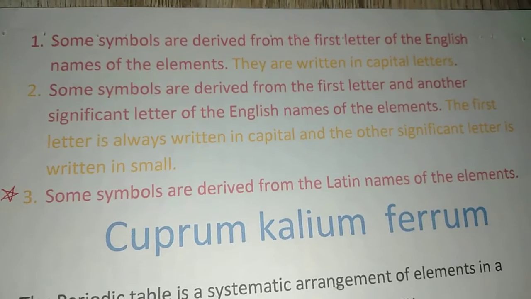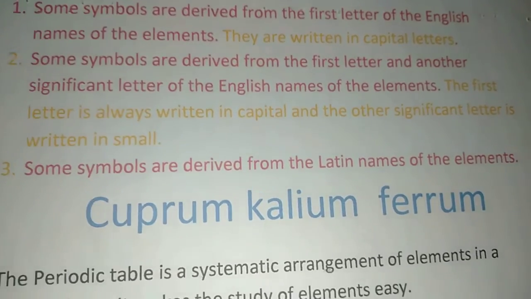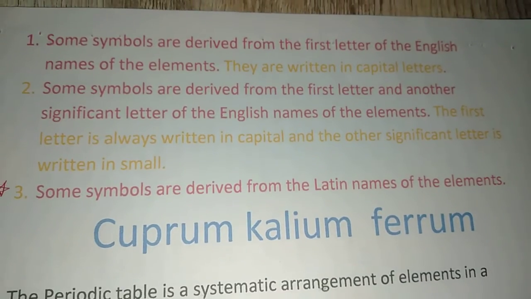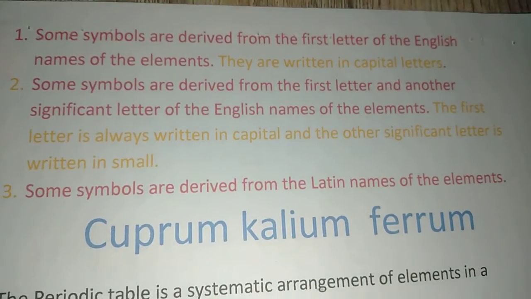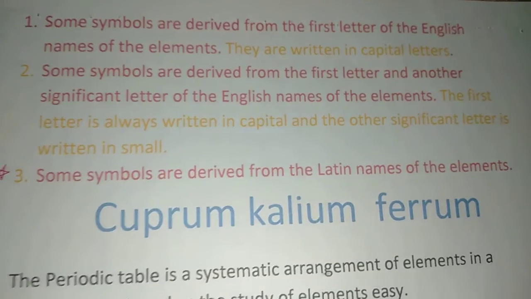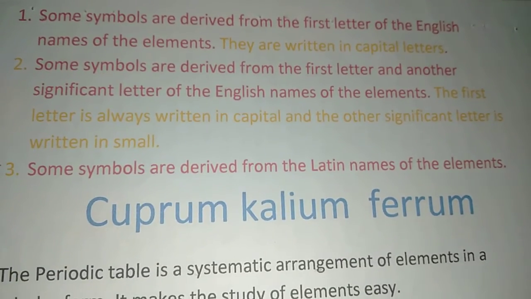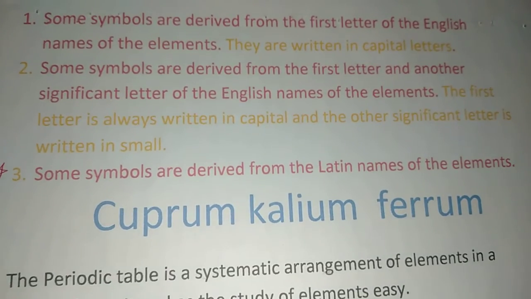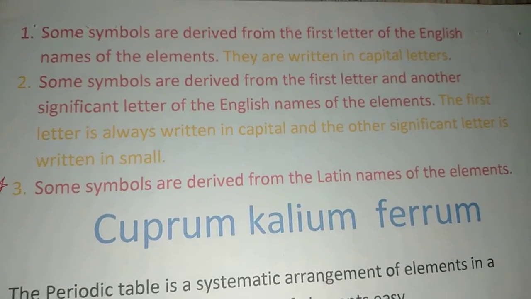Some symbols are derived from the first letter and another significant letter of the English names of the elements. The first letter is always written in capital and the other significant letter is written in small. Examples: aluminium, bromine, and calcium.